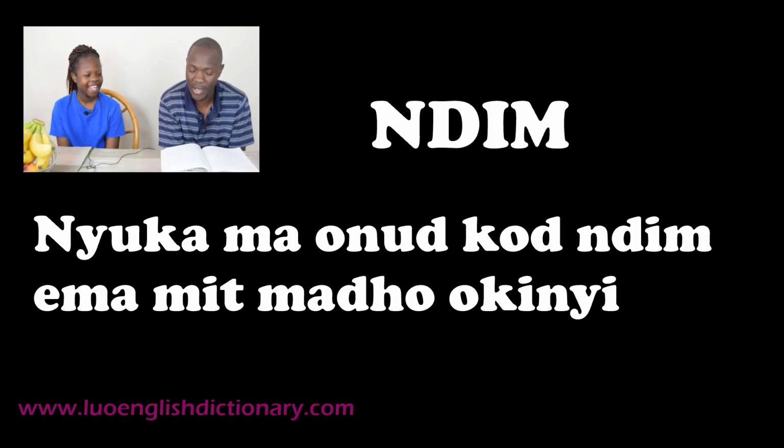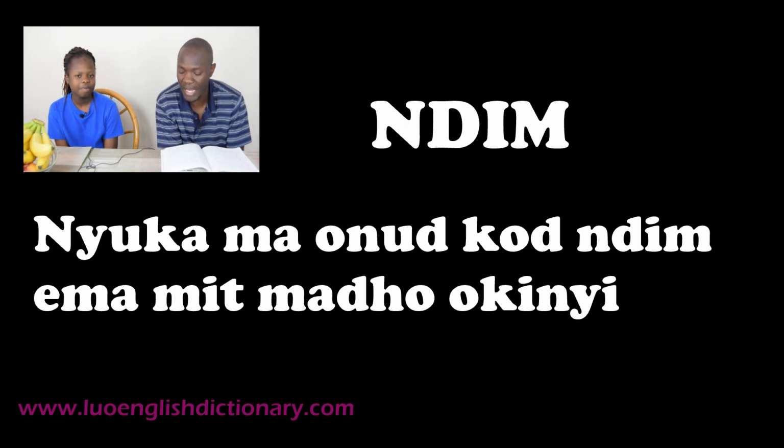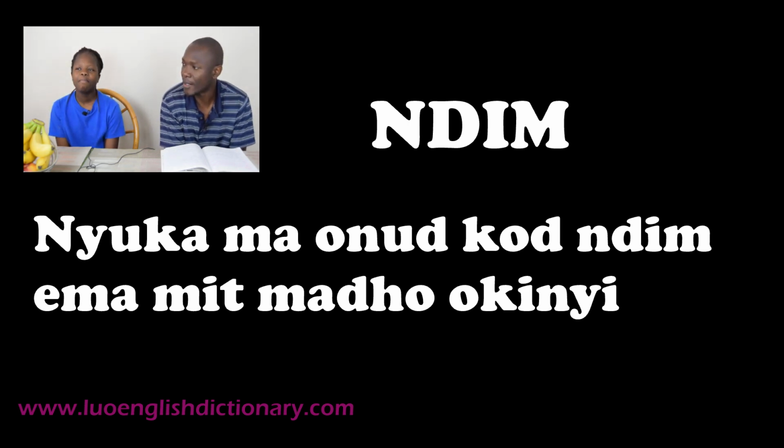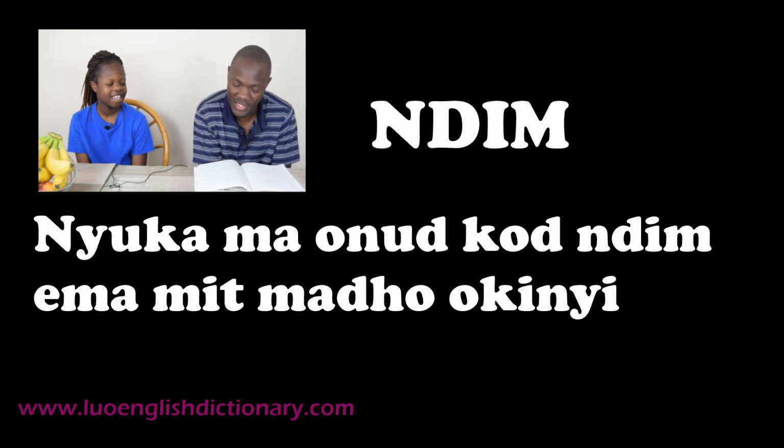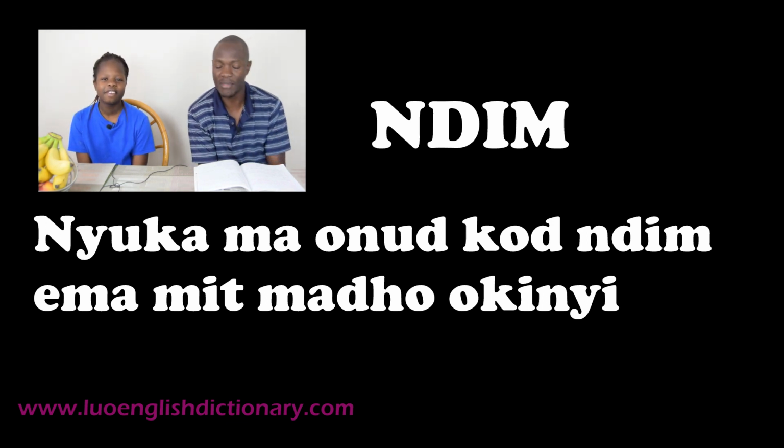Then we move on to ndi. Ndim is lime. You know lime? Lemon. Lime or lemon, whichever. Nyuka ma onud kod ndim. Ema mit madho okinyi. That means porridge that is prepared in the morning using lime or lemon is very sweet. It's the one that is sweet in the morning.